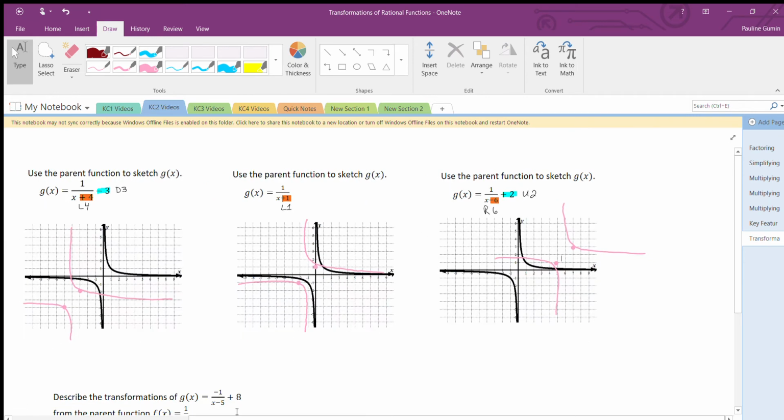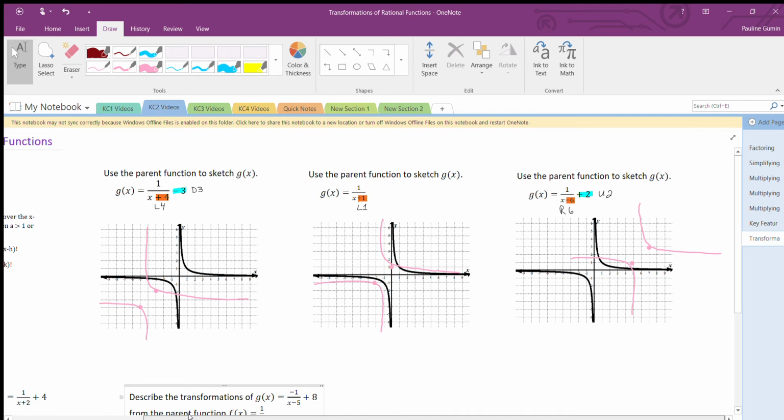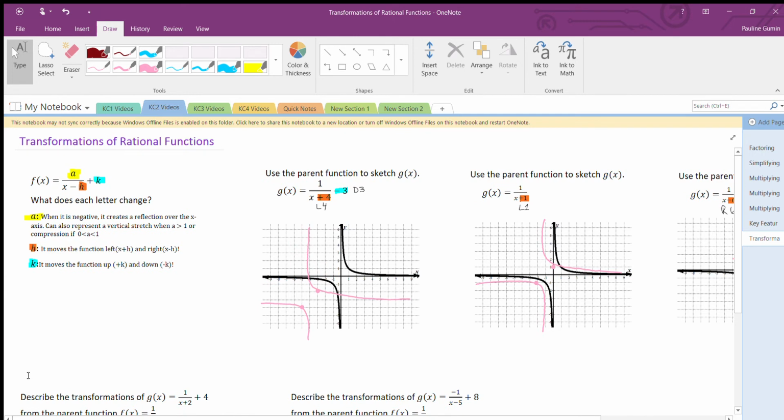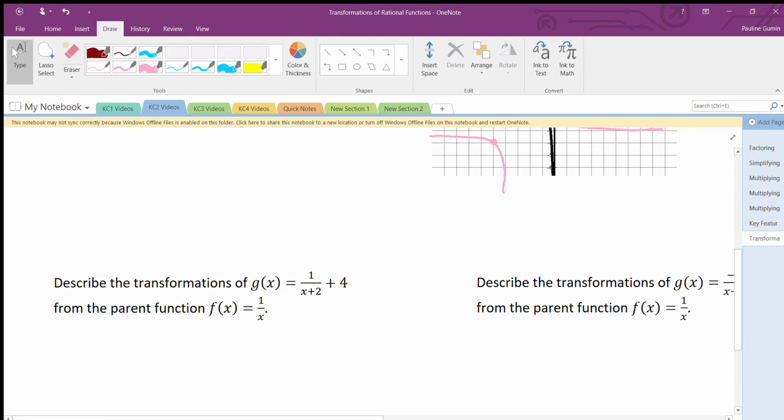So the point is not my bad art skills, but being able to read the function and apply the transformations. Okay, let's move on. So in these problems, what I'd like us to do is to just describe the transformation. So let's do that.